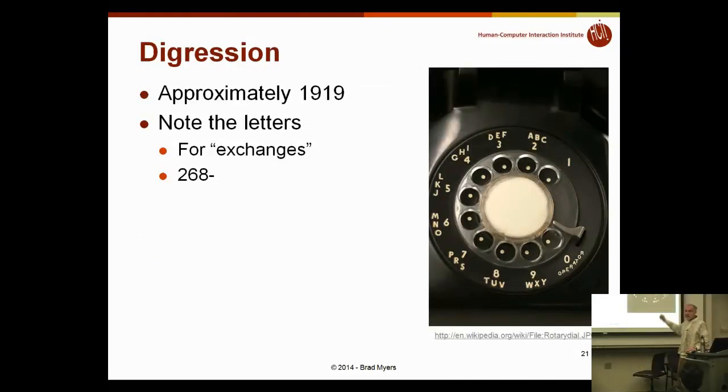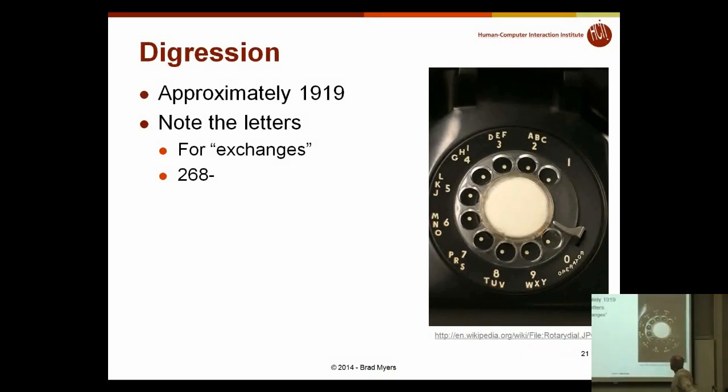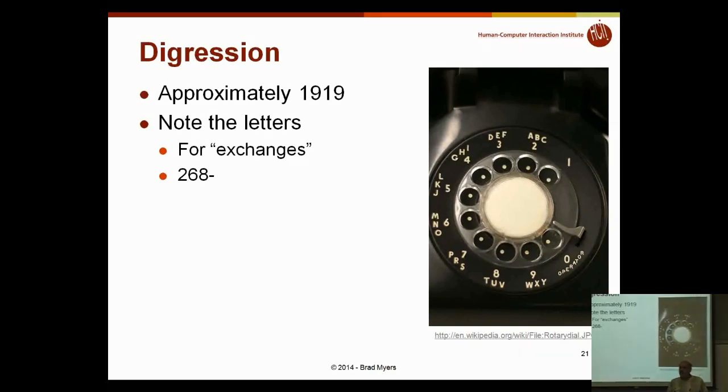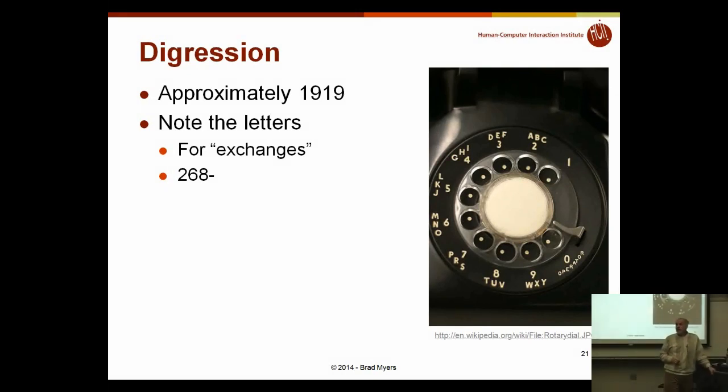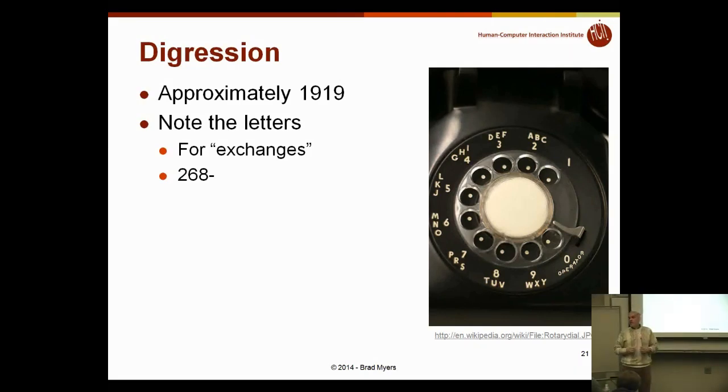So how many people have ever used a, who knows what this is? What's this? Rotary phone. It's called the rotary phone. It was invented around the 1920s. Okay, so that's quite a long time ago. Well after Alexander Graham Bell formed the Bell Company, which was called AT&T. And in the original dial phones, they put letters around some of the numbers. And these were called exchanges, and they were to help people remember phone numbers.